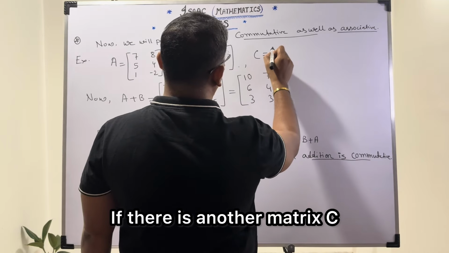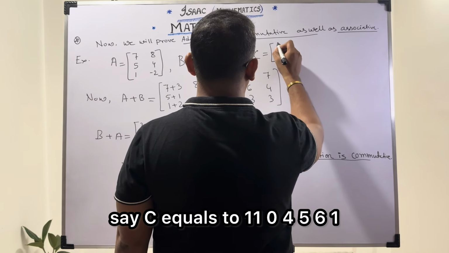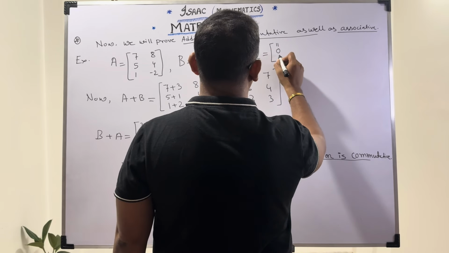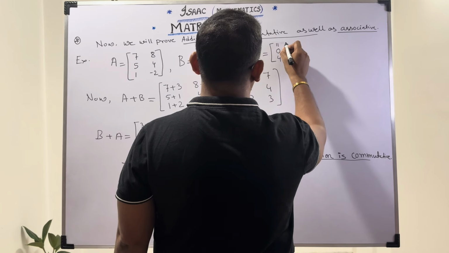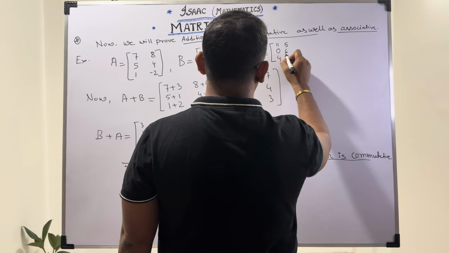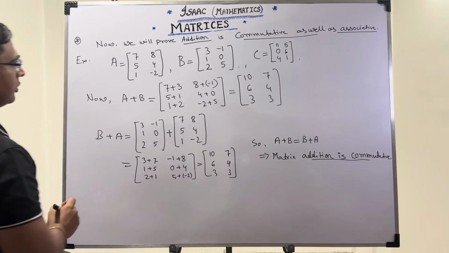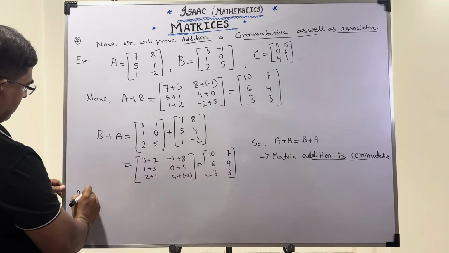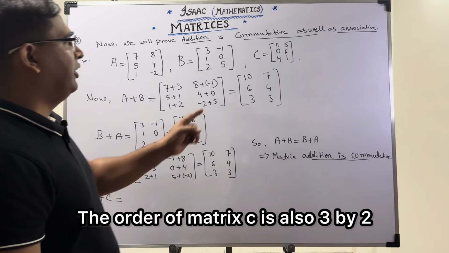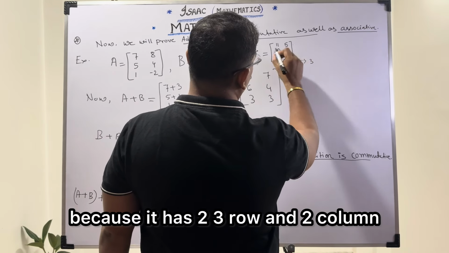If there is another matrix C, say C equals 11, 0, 4, 5, 6, 1, and we want A plus B plus C. The order of matrix C is also 3 by 2 because it has 3 rows and 2 columns.